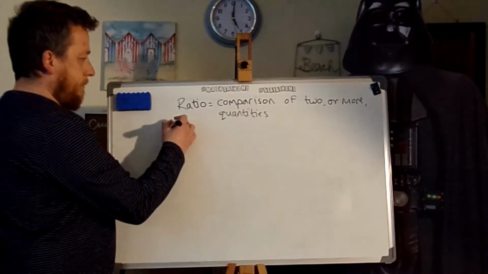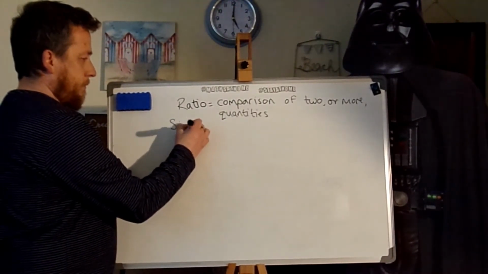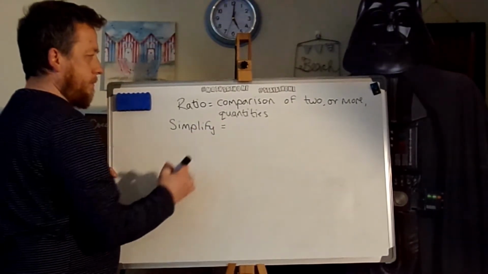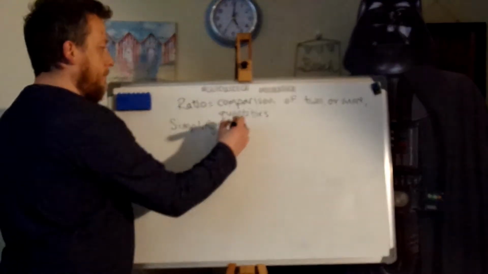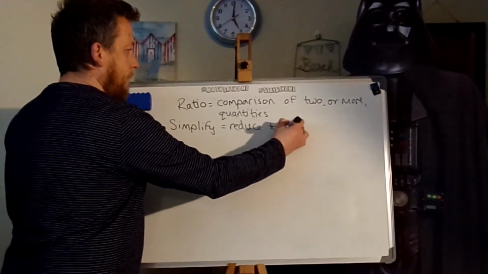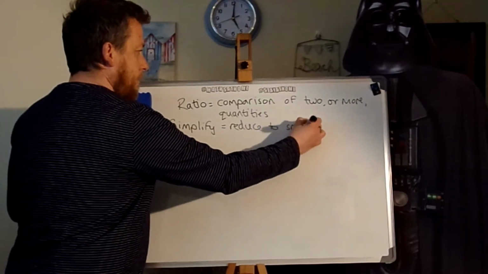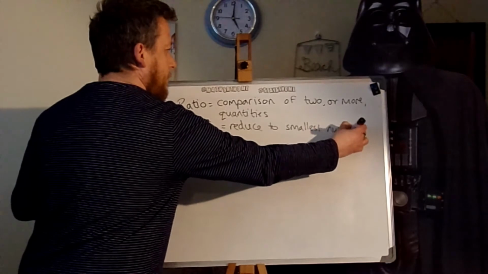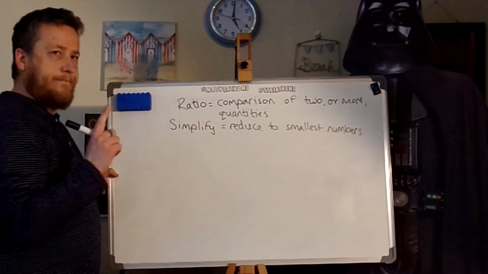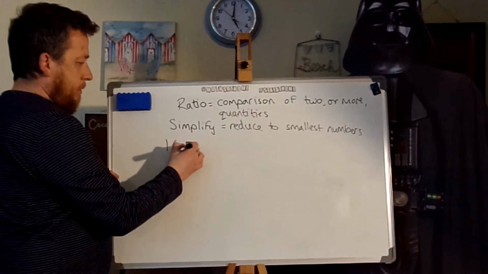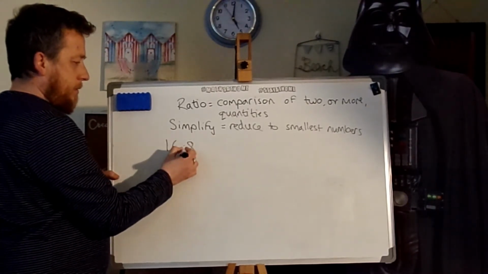Now most of the time that you will do this, you will actually be making the numbers smaller. So you will be doing what we would call simplifying. Now simplifying, apart from making things simpler, in this situation is all about reducing to the smallest numbers. So we want to make sure that the numbers in our ratio are as small as we can make them.